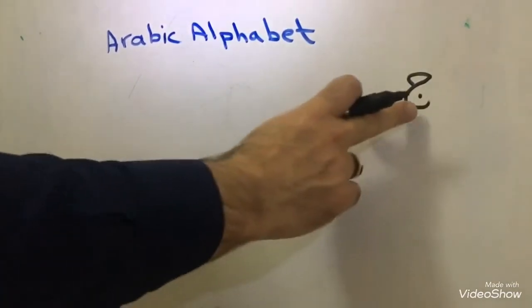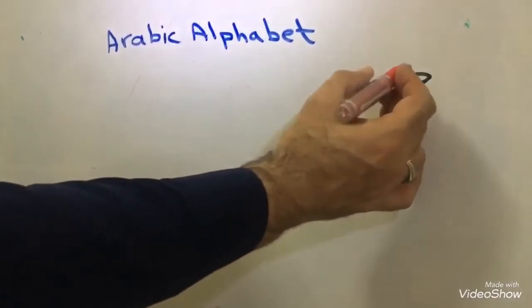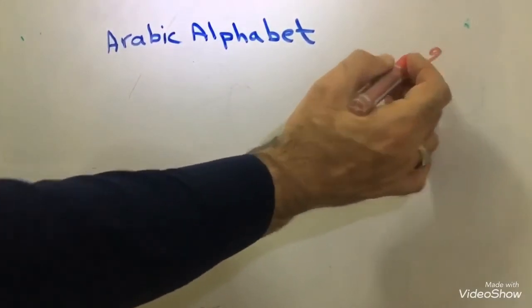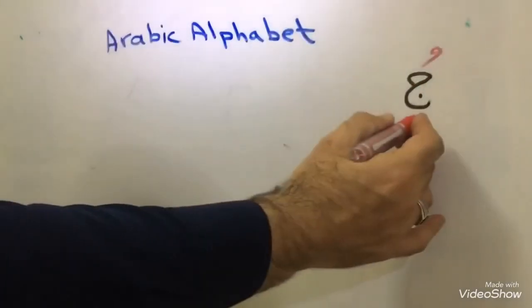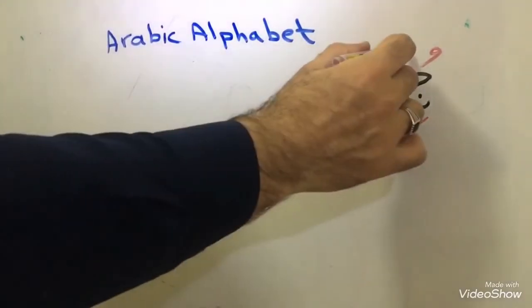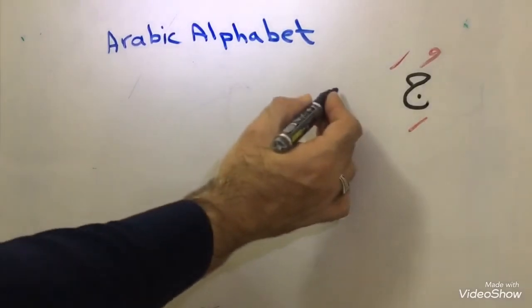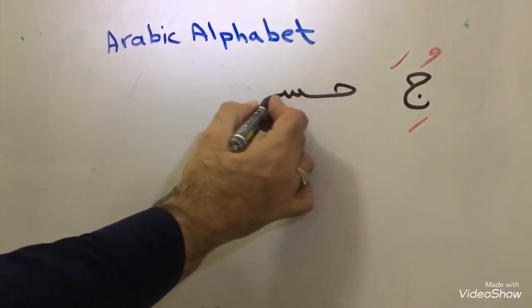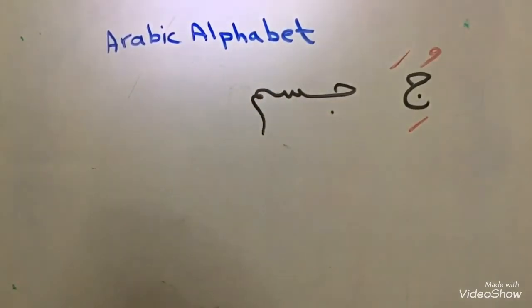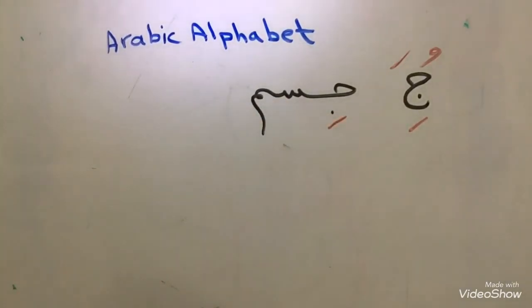The next letter is Jim. Jim has a dot under. It is Ju with Dhamma, Ji with Kasra, Ja with Fatha. An example of Jim at the beginning of the word is Jism. Jim has Kasra. Jism means body.